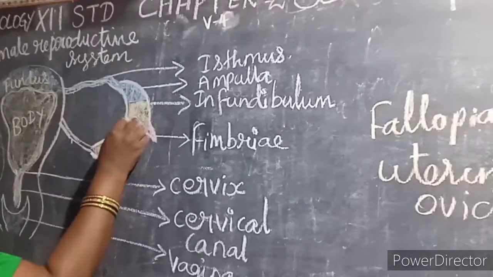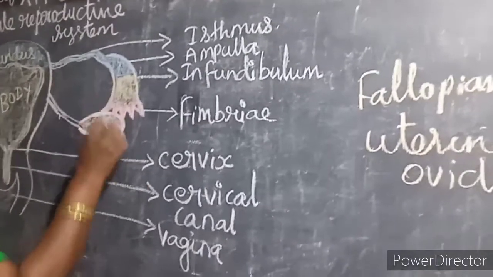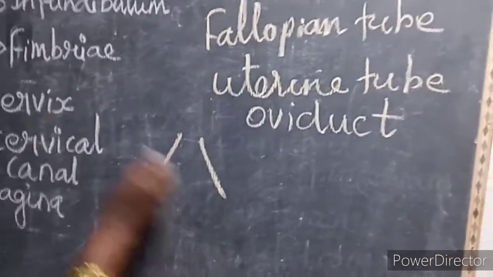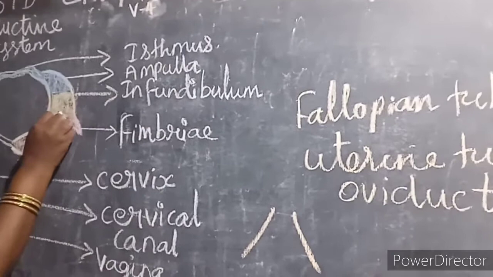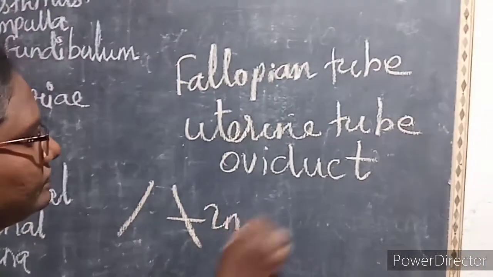The oviduct or fallopian tube or uterine tube consists of a funnel-shaped structure. This funnel-shaped structure is called the infundibulum. See the yellow colored part. The funnel-shaped structure is called what? Infundibulum.